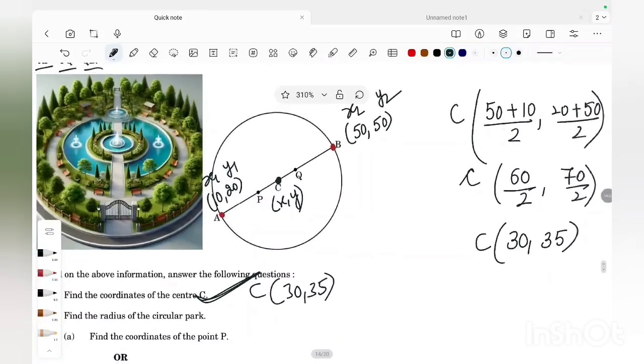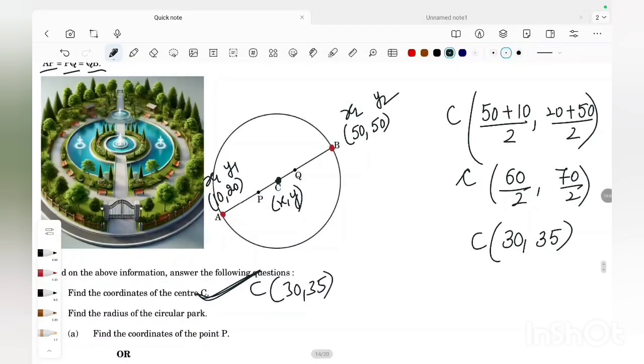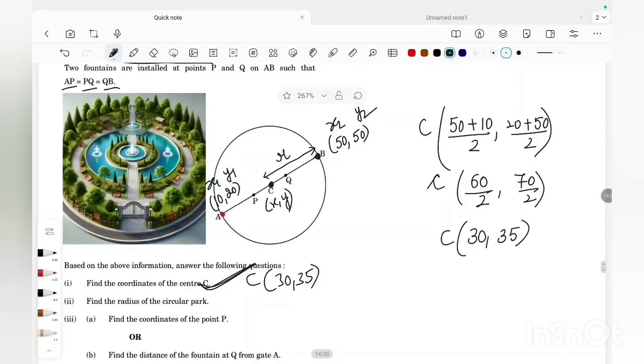Find the radius of the circular park. How will we be able to solve? You know this C point now and B point. C is the center. The circle is passing through the B point, so CB is our radius, right? What we have to calculate is the radius of the circular park. You know the coordinates of C, you know the coordinates of B. Simply apply the distance formula.